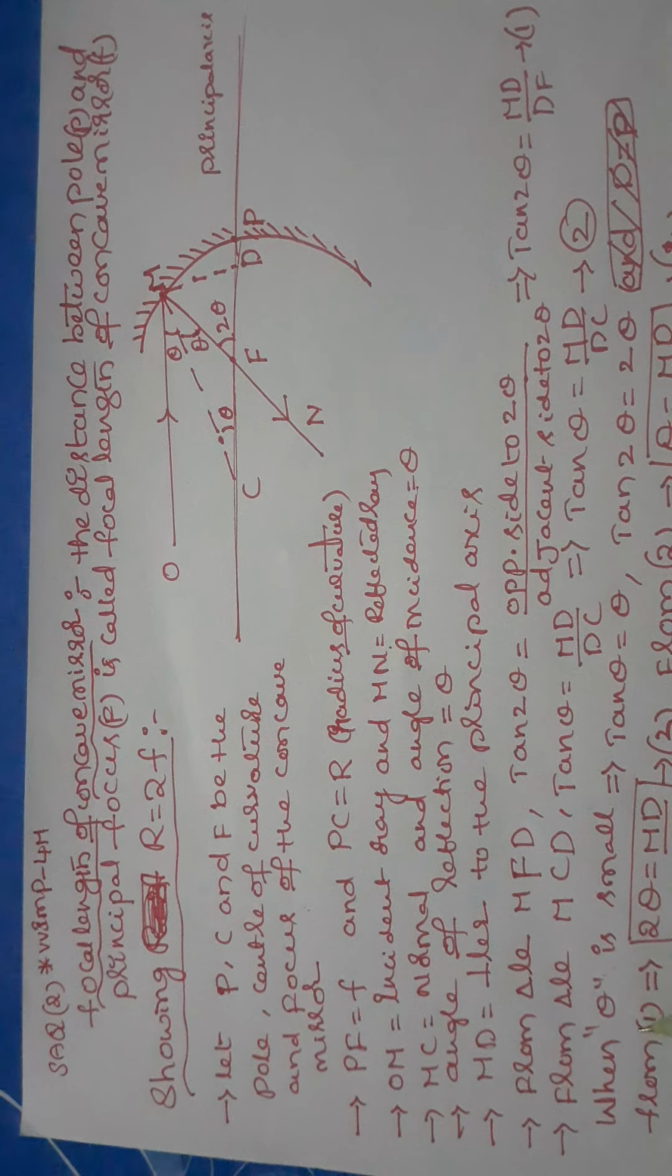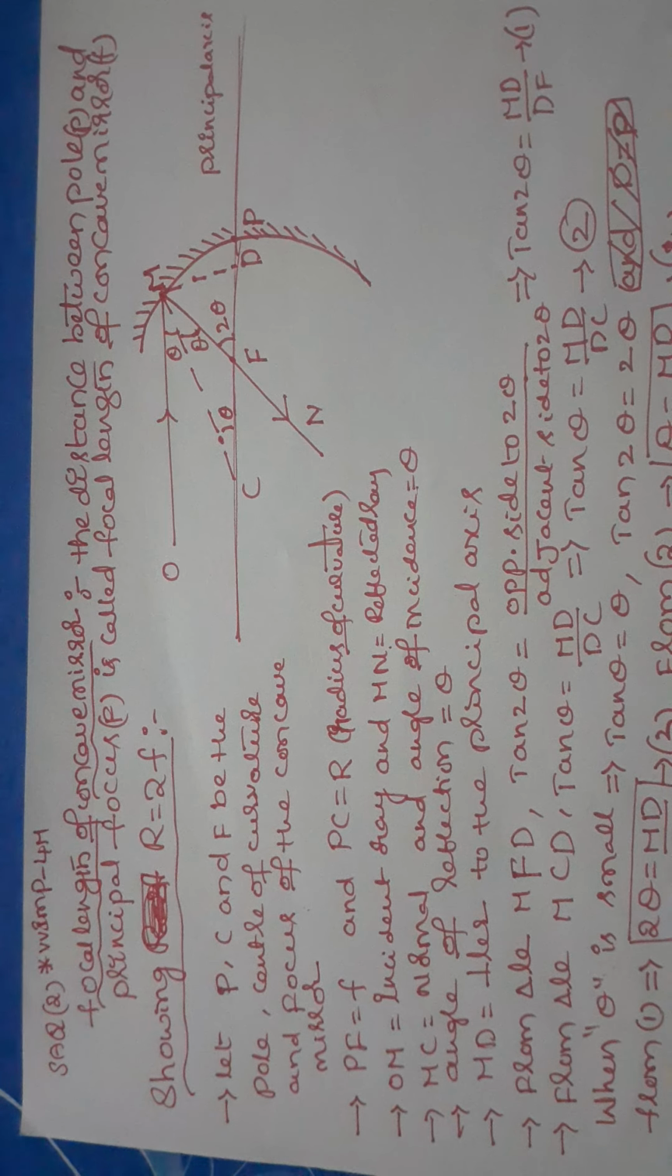Now, when the angle of incidence, that is theta, is very small, tan theta is taken as theta, and tan 2 theta is taken as 2 theta. That is why from equation 1, tan 2 theta is taken as 2 theta, so 2 theta is equal to MD by DF, and from equation 2, tan theta is taken as theta. That is why theta is equal to MD by DC. It is equation number 4.